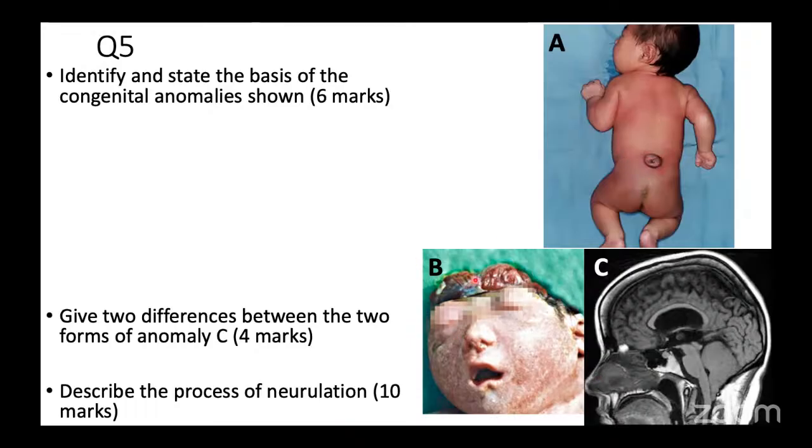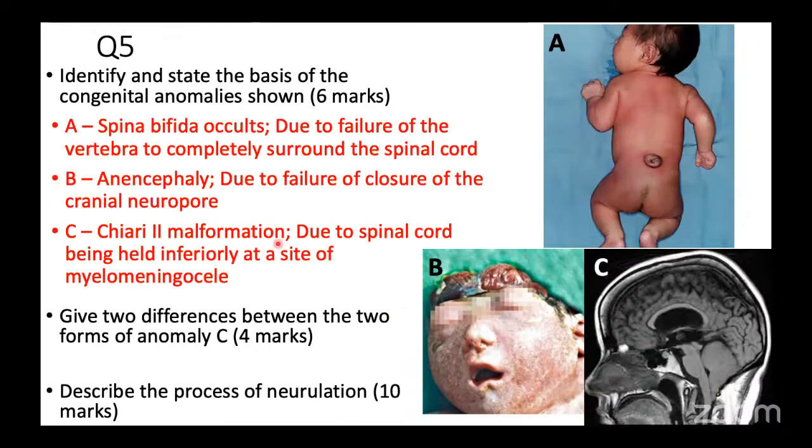But let's go to B and C first. In B, you can see there's a lack of basically the brain. So this is anencephaly. As we see the anomalies over here, if you see the cerebellum here, you have a bit of herniation. So this is a Chiari malformation. So let's just confirm the answers.